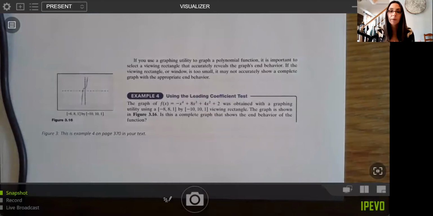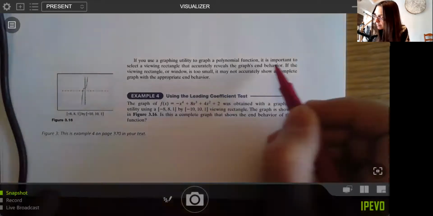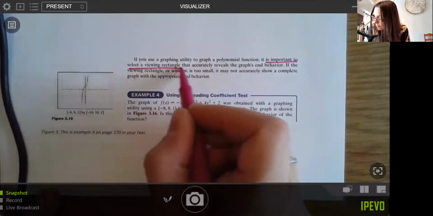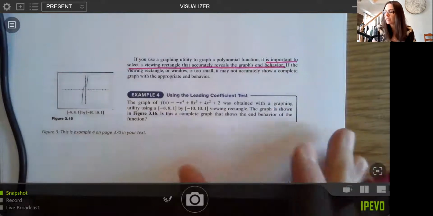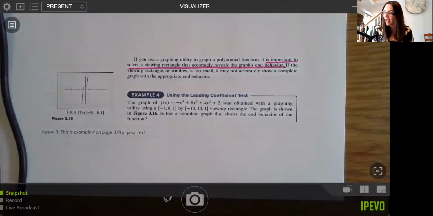Let's talk through another example. If you're using a graphing utility to graph a polynomial function, so maybe a graphing calculator or Desmos or something like that, it's important to select a viewing rectangle that accurately reveals the graph's end behavior. If the viewing rectangle or window is too small, you may not actually see the end behavior. So perhaps you don't actually see the end of the graph. So you have to be really careful here. Make sure you zoom in and zoom out on that graph just so that you know where the end behavior actually is. If you're too zoomed in, you may actually miss the end behavior.